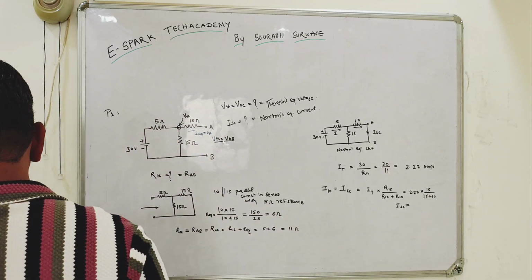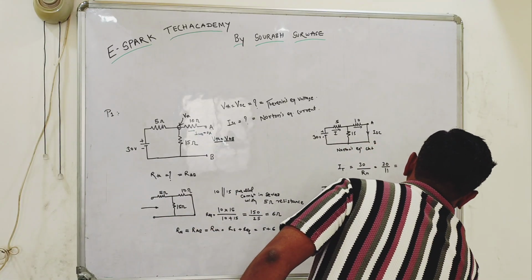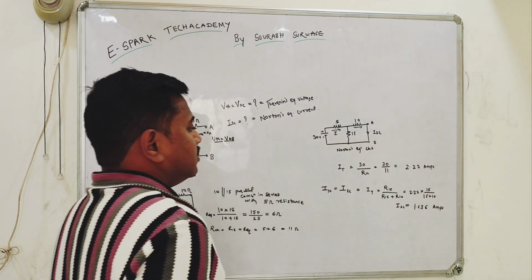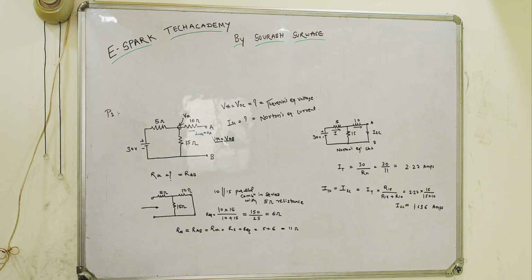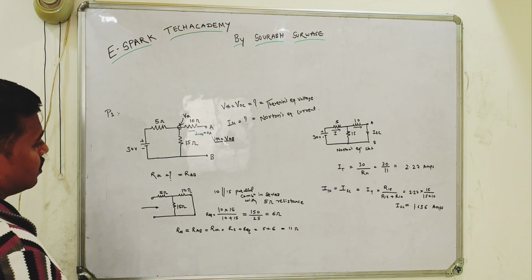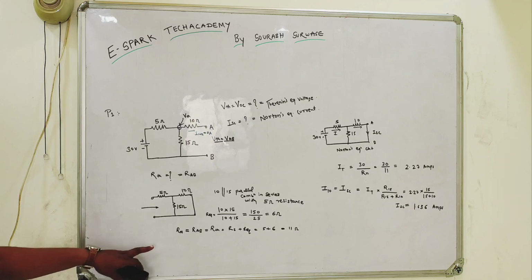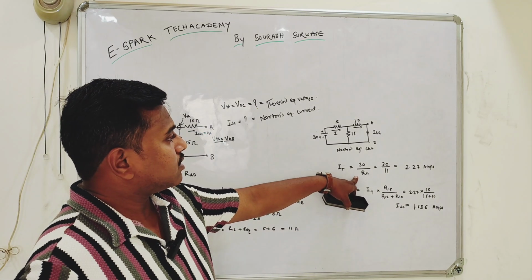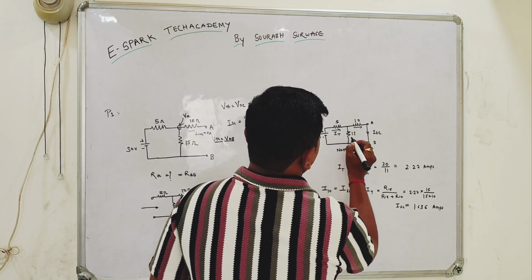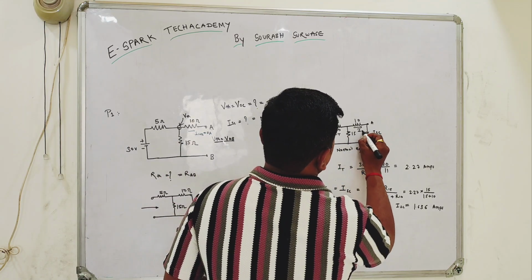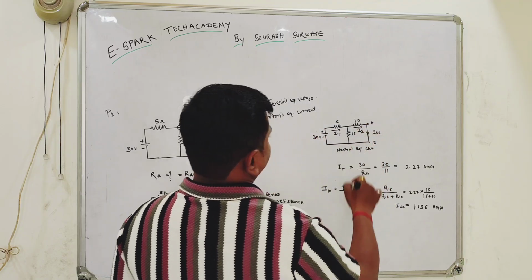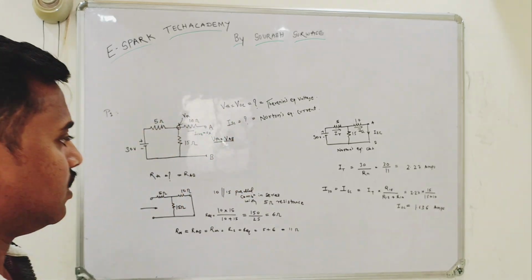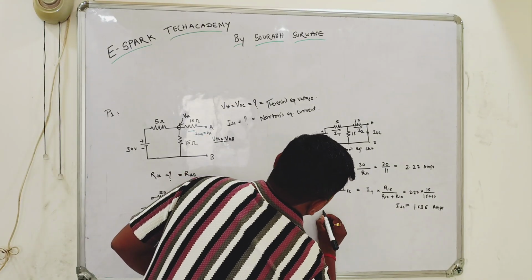Now when you calculate this, you will get 1.636 amps. This is ISC. This we have calculated by first finding the Norton's equivalent resistance. We have calculated the whole current. This is IT. This is nothing but ISC. The same current will be flowing through here. That's why we will get the current. It is nothing but a current division rule.